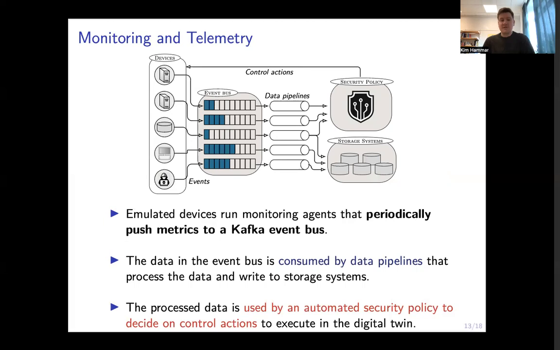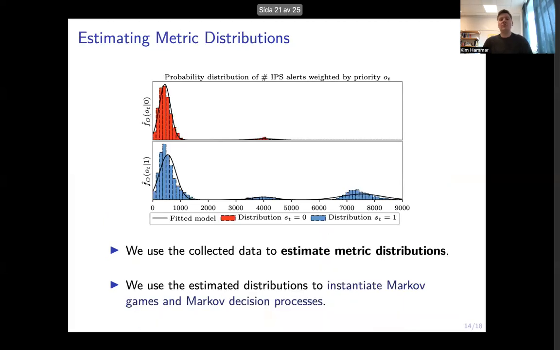One way that we use this data that we collect is to estimate parameters and distributions of metrics that we need in order to optimize defender strategies. Here you have just one example where I've estimated the distribution of IDS alerts during intrusion, seen in blue, and during normal operation, seen in red. I've estimated them using Gaussian mixture models in this case.